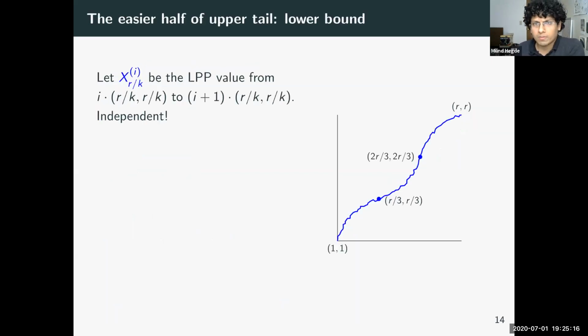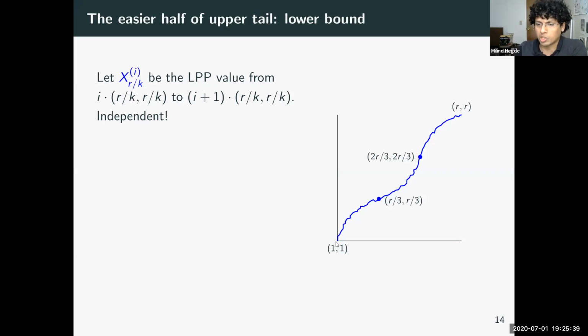So now we can do the upper tail, the easier half, which is the lower bound. This is really going to use superadditivity, which we mentioned earlier, quite heavily. In fact, most arguments do. So let's fix these two points in the picture. K is 3, so r over 3 and 2r over 3.